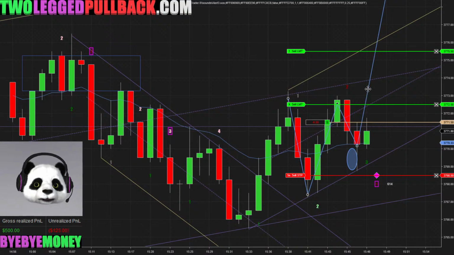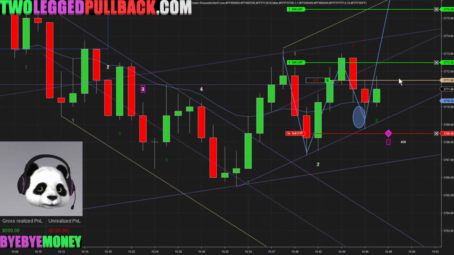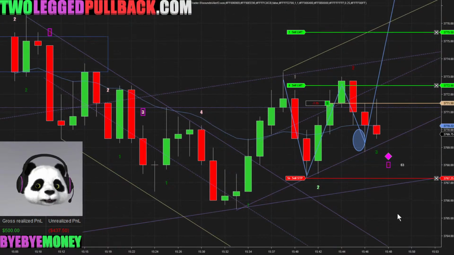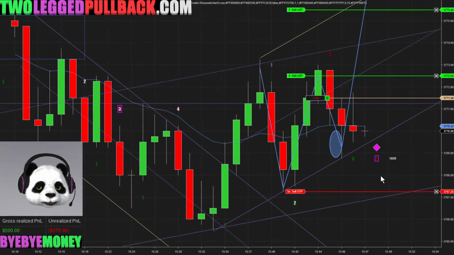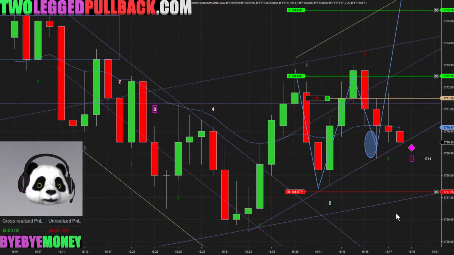This is my two-legged pullback I was calling for. I wish I had a better signal bar, but it came in with a retracement instead. Should I keep my 4 points? 1, 2, 3, 4. I'll keep my 4-point stop here. Actually, if this reverses, this could be a pretty strong reversal here. Do I want this reversal? That's a question. No, I'll keep it here. I might eat this.